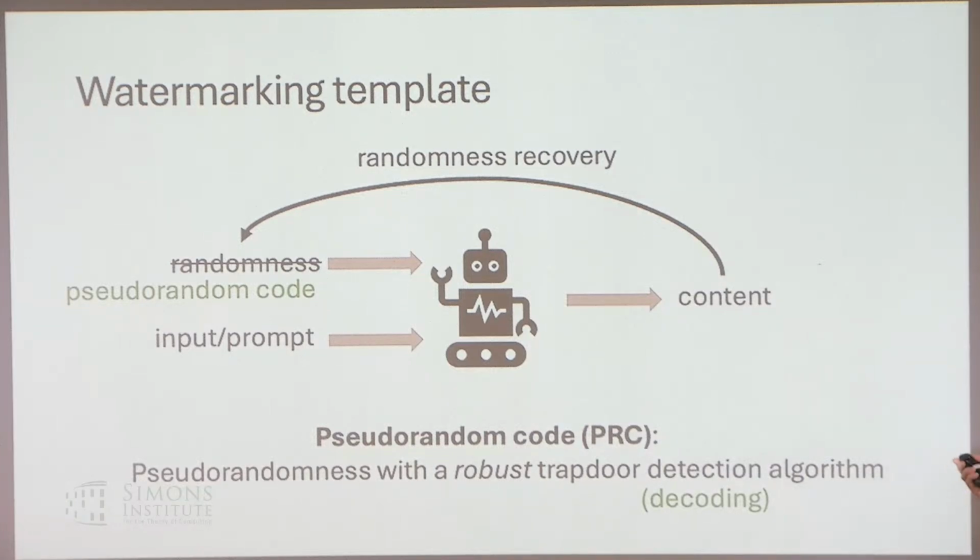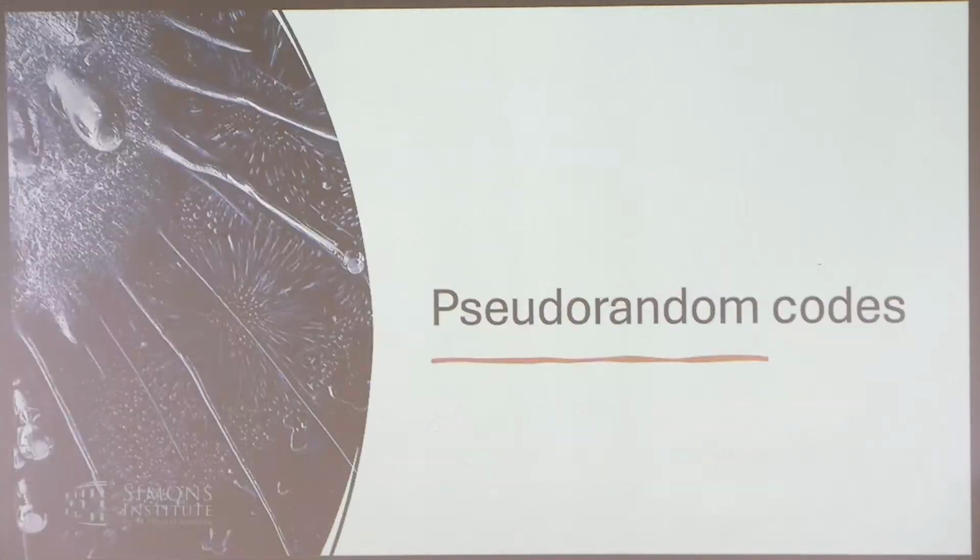Any questions about this framework? Okay, and I'll just reiterate that this is a new cryptographic object that we constructed in this work. Okay, so now that I've told you at a very high level why we want pseudorandom codes, I'll show you what they actually are and how we construct them.